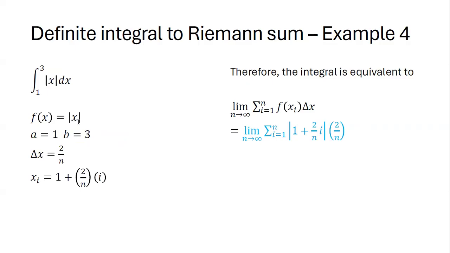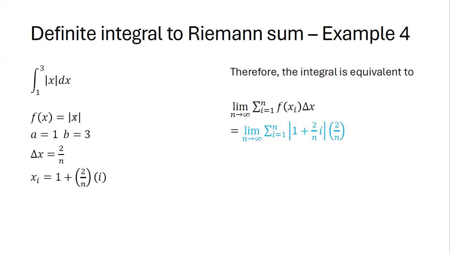f of x is absolute value x. a is 1, b is 3. Delta x is b minus a over n, which is 2 over n. x sub i is a plus delta x times i, which is 1 plus 2 over n times i. Okay, and then nothing intimidating about this. You just plug in as before.